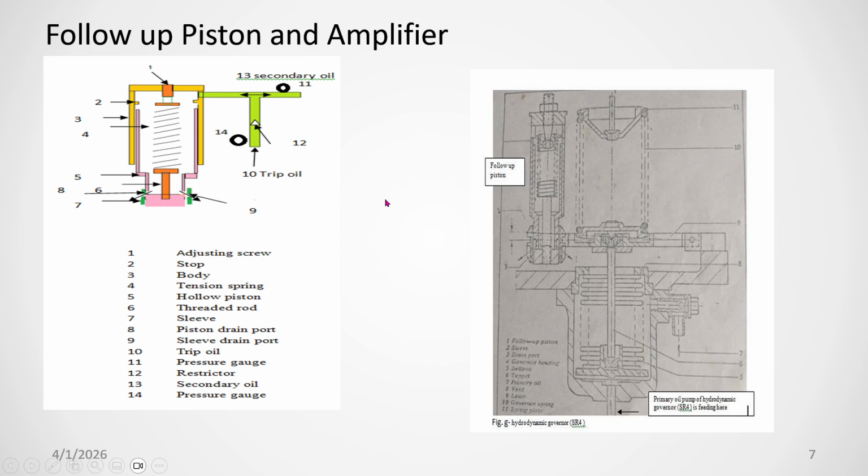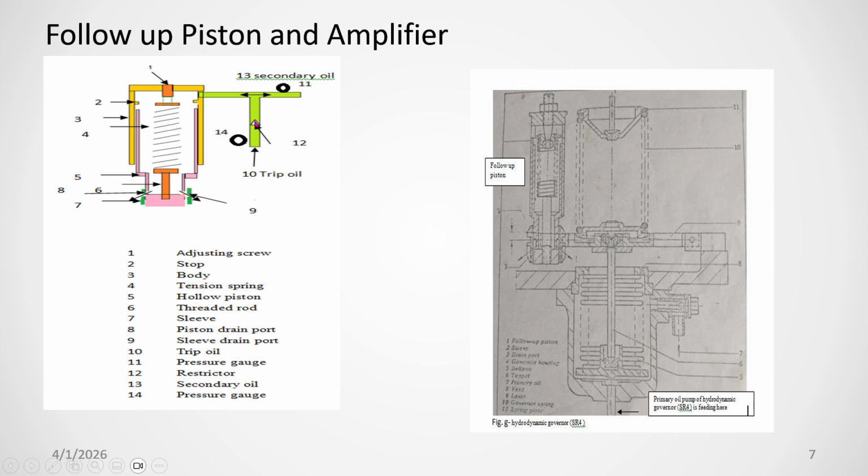Now I will discuss the simple hydraulics. What I have told you is that from the secondary oil lines, some oil will come, and through this orifice it will go to the inside of the follower piston. You see, this is the follower piston. This is mounted against the spring at the top.